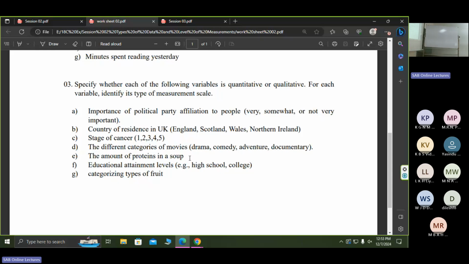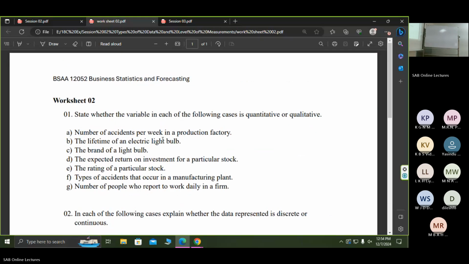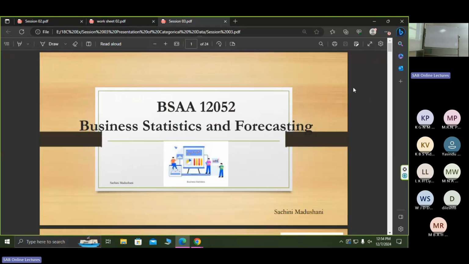Then educational attainment level, high school, college, ordinal, a qualitative variable. Then G, categorizing types of fruit, nominal, qualitative. Remember that nominal scale variables are qualitative, not quantitative. Then I uploaded the answer sheet for worksheet number 1. You will see. Are there any issues in session number 1 and 2? Yes or no? No issue. No.